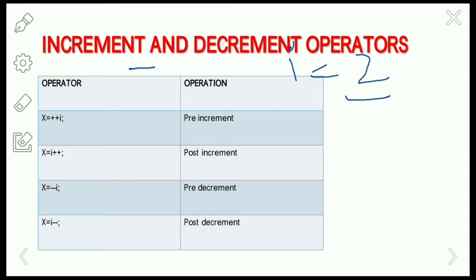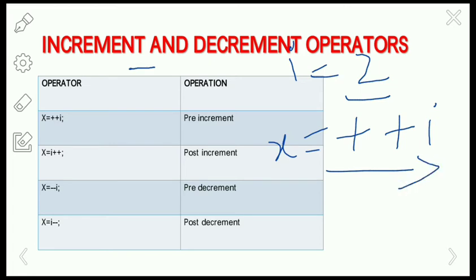So here x equals ++I. That means, coming from left to right, first of all we have to increment the variable and then assign it to x. So incrementing, 2 plus 1 is 3, and then assign the value to x. So now x equals 3 here, right?